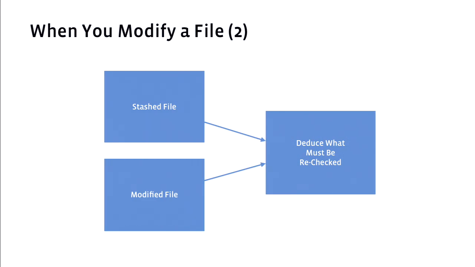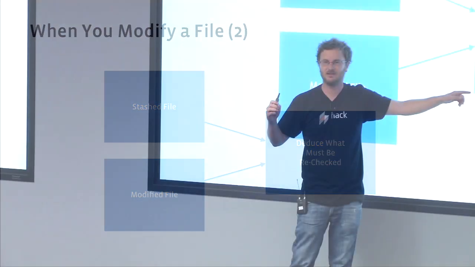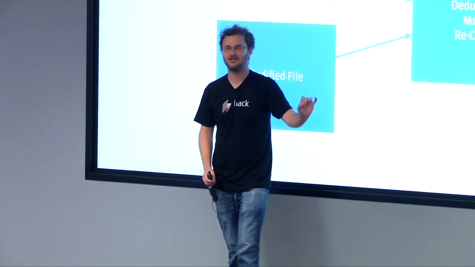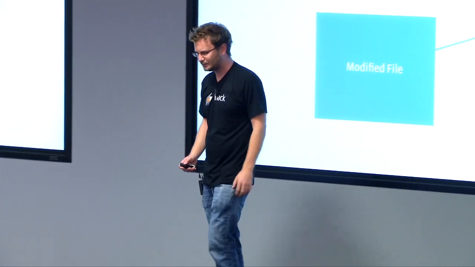And so once you have this mechanism to compare the two versions, you can deduce, thanks to the graph of dependency, at a very fine grain what needs to be recomputed. And this is what makes it fast.